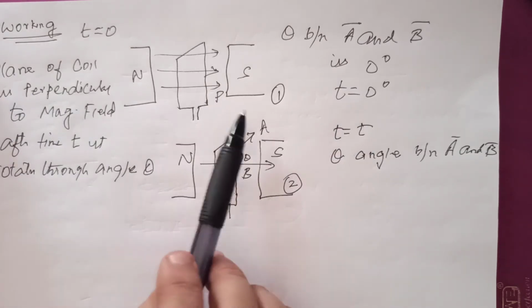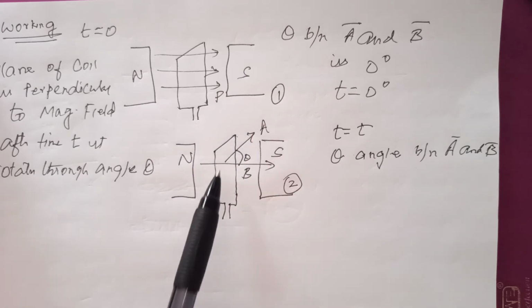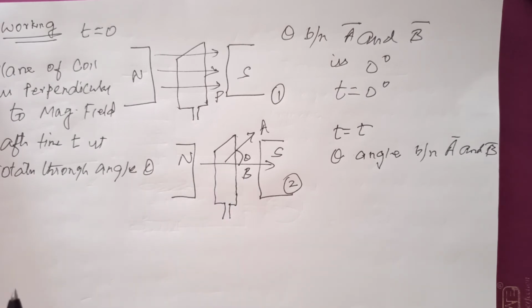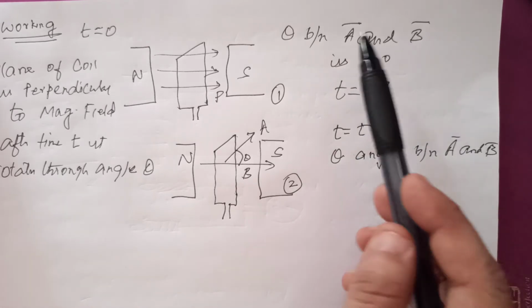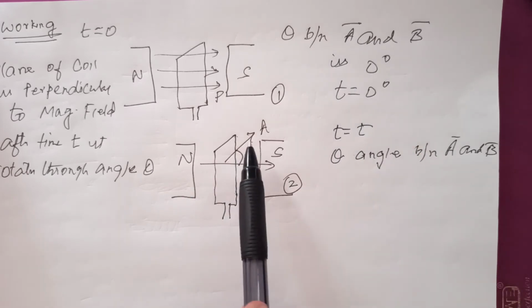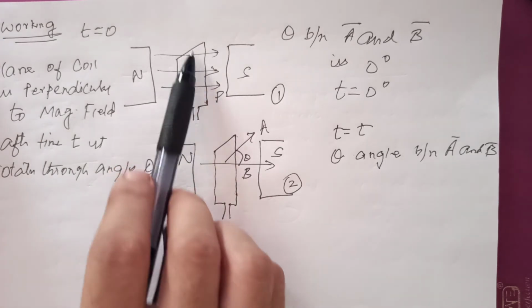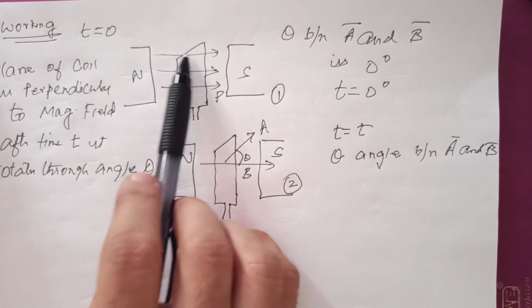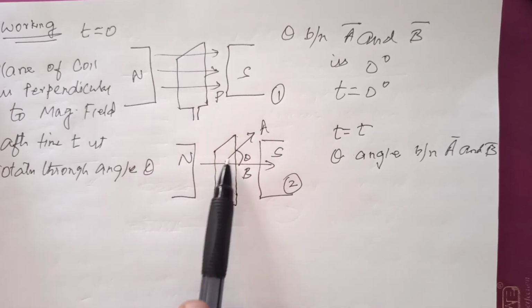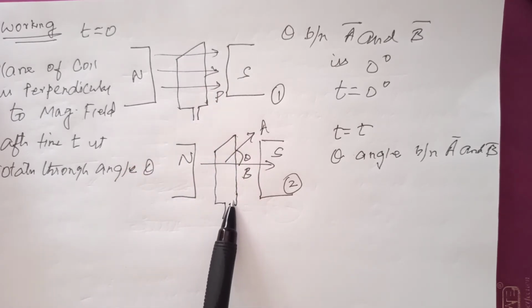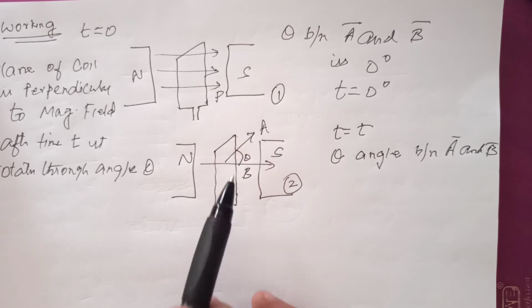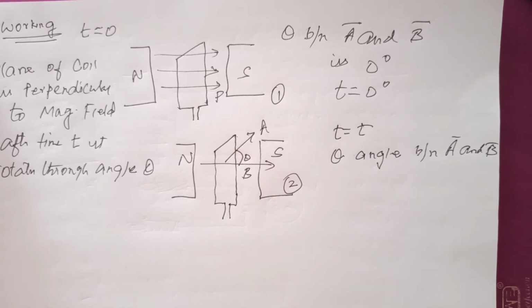Now after some time it rotates a bit. How much? By angle theta. Now when it rotates by angle theta, I can say that theta is the angle between A, the area vector of the armature coil, and the magnetic field. Correct? So this is theta at t is equal to t.